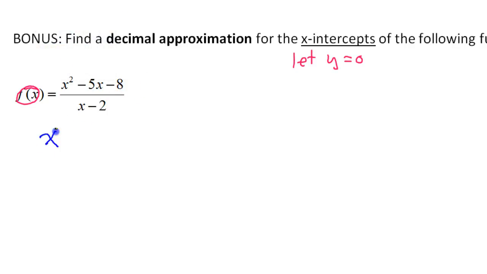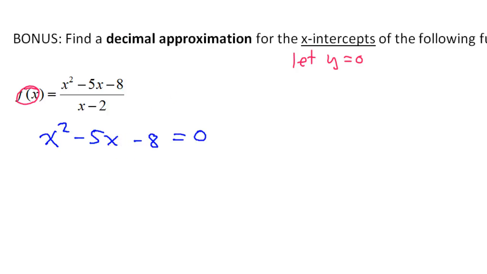So we're setting x squared minus 5x minus 8 equal to 0 and solving this. Normally we would factor this, but 8 is 2 times 4, or 1 times 8, and I'm not going to get a 5. This is unfactorable. That's why they're saying decimal approximation. So we have to solve this some other way. Let's use the quadratic formula.